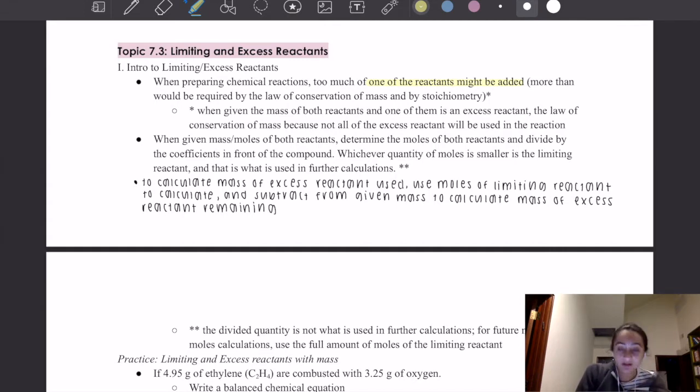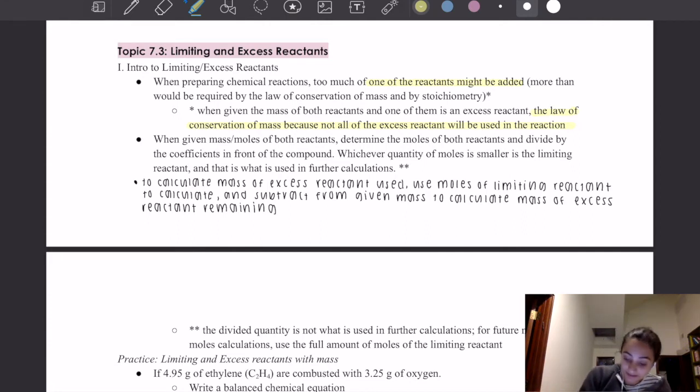So the law of conservation of mass kind of takes a detour when you're given the mass of two reactants and you have a limiting and excess reactant problem, because not all of the excess reactant will be used in the reaction. You are going to have more reactant mass than product mass in the beginning of the problem. However, once you use the limiting reactant to calculate the mass of the products, and find the mass of the reactant that is actually used, your numbers will be compatible with the law of conservation of mass once again.